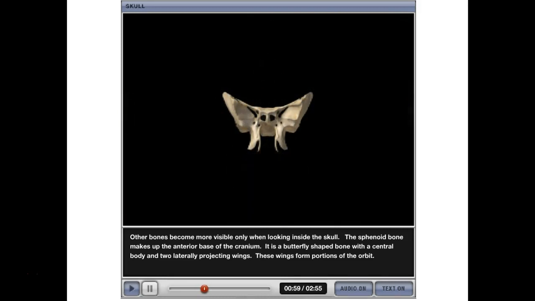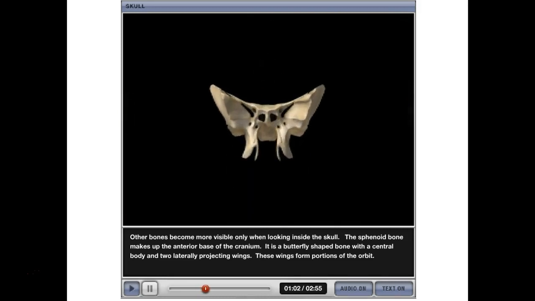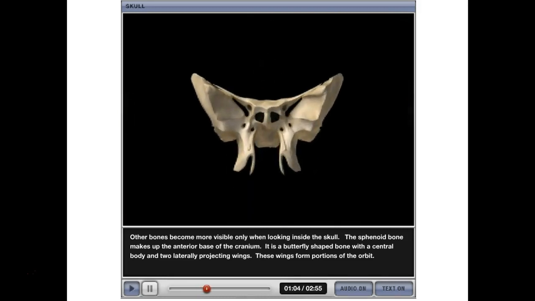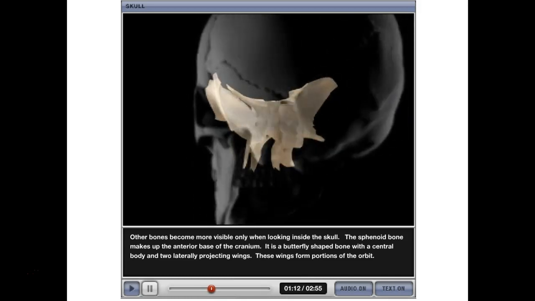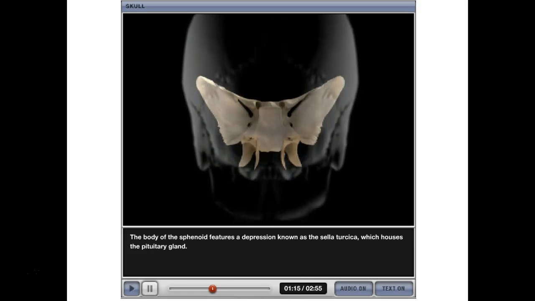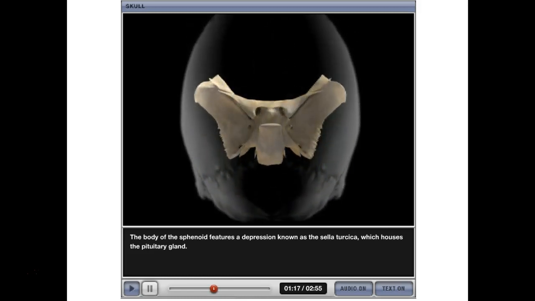The sphenoid bone makes up the anterior base of the cranium. It is a butterfly-shaped bone with a central body and two pair of laterally projecting wings. These wings form portions of the orbit. The body of the sphenoid features a depression known as the sella turcica, which houses the pituitary gland.